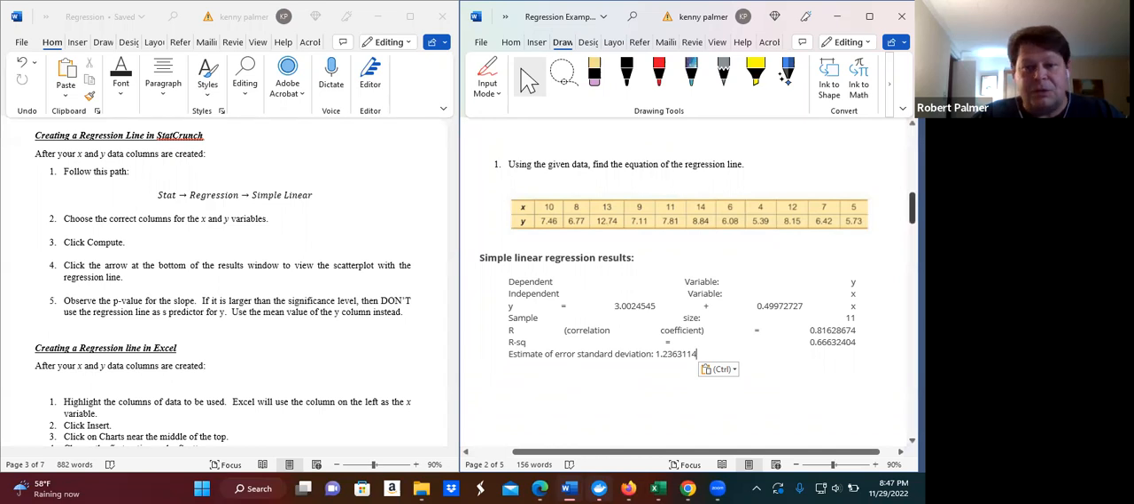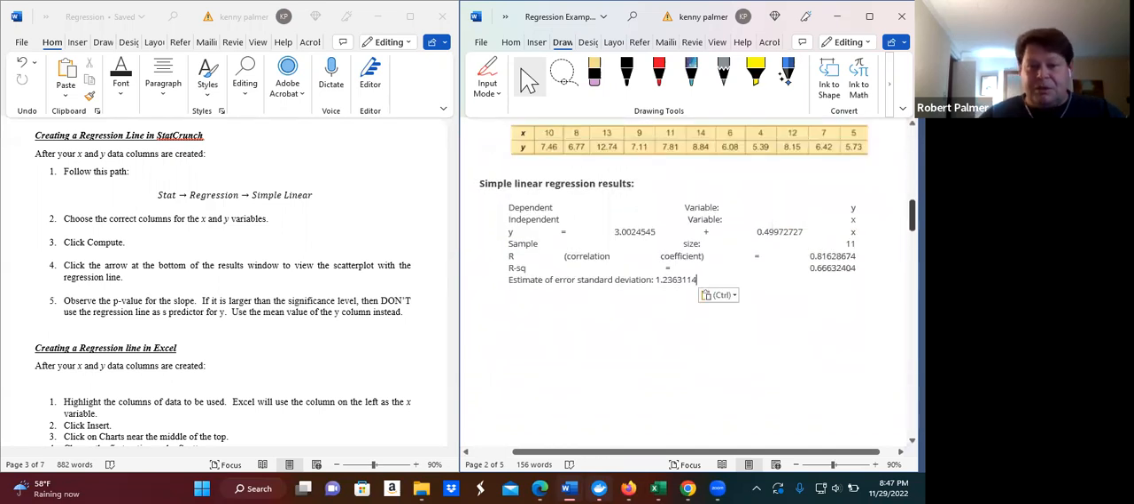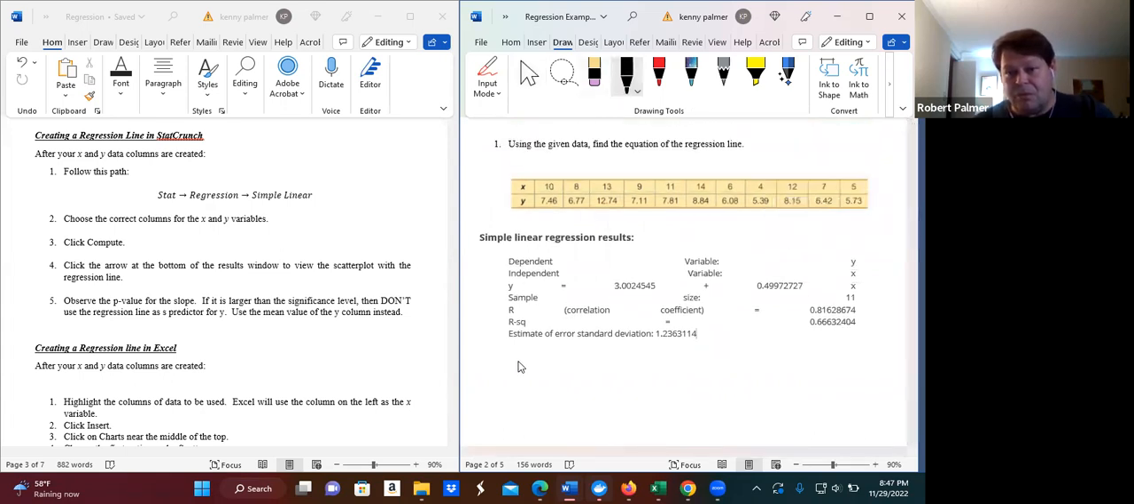Okay, and that's strange, but that's okay. So what we see here is our equation. The regression equation, y hat for estimate, is given by this right here. So 3, I'll round it off to 3 places, 3.002 plus 0.4997, that'd be 0.500x. Okay, so that's the best fit line for that data.